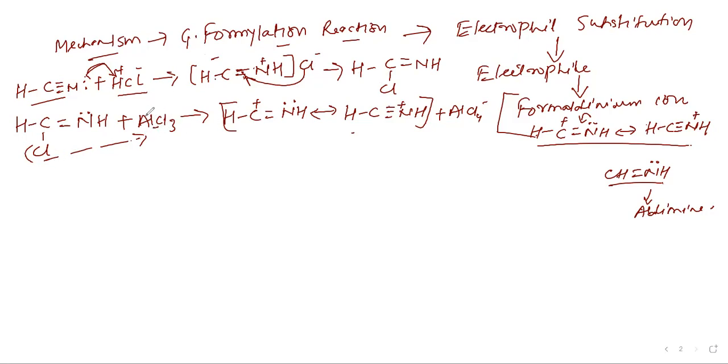Because this aluminium, if you remember from the octet rule, is electron deficient, it can form a bond with this Cl, forming AlCl4 minus. This acts as a Lewis acid. Now, when the Cl is removed, what is left is your formaldiminium ion, which is the electrophile of this reaction. Now this electrophile will attack the para position of the benzene ring.